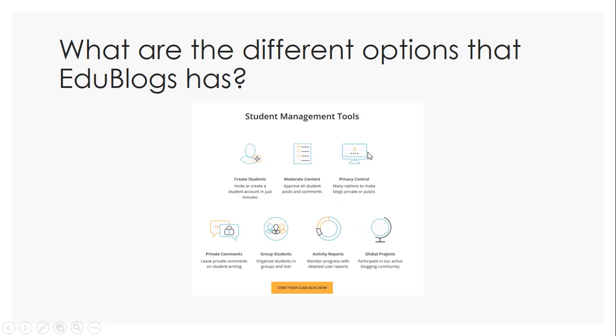So like I said, you can also make blogs private or public, whether you want them to be viewed by the public, or just by whoever you invite, whoever you give the link to. Additionally, you can do private commenting. So if a student wants to post a comment and I want to privately respond to them without the rest of the class seeing, I could do that.